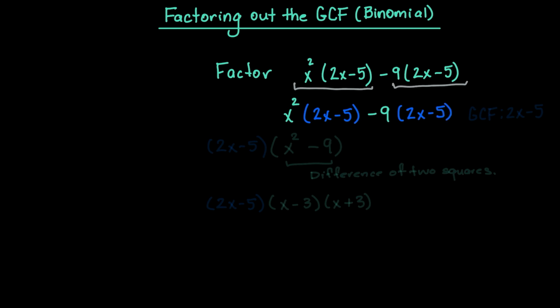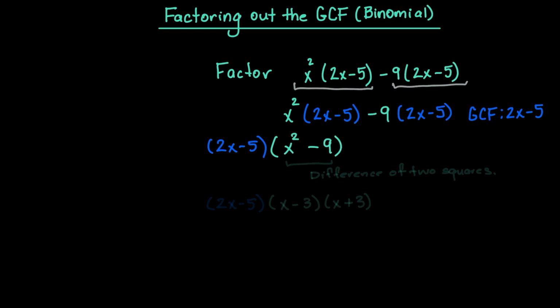Okay, now I can see that my first term has a 2x minus 5, and my second term has a 2x minus 5. And x squared and 9, again, are relatively prime. They do not have any common factors. So that tells us our GCF is 2x minus 5. I'm going to factor out 2x minus 5. When I divide out 2x minus 5 from my first term, I'm left with x squared. And when I divide out 2x minus 5 from my second term, I'm left with 9.